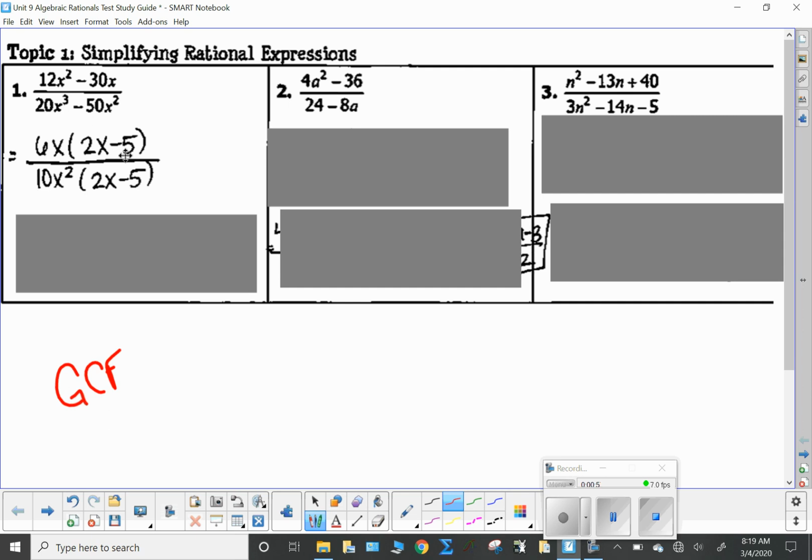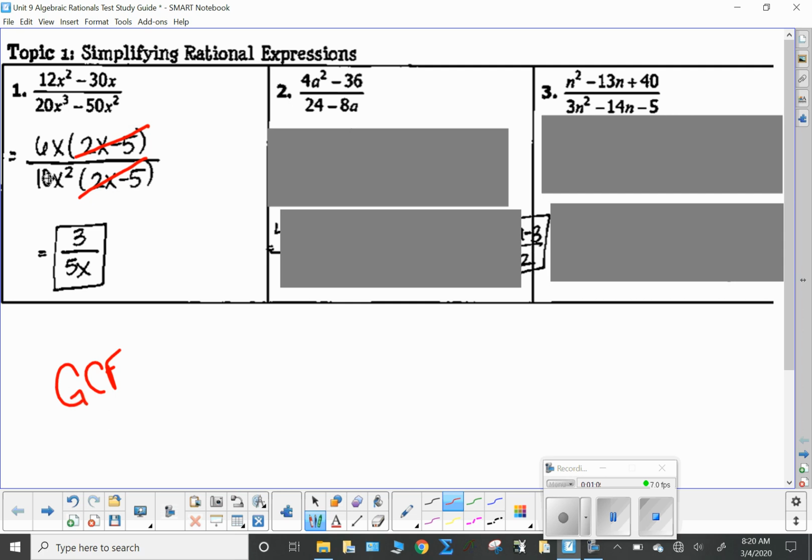Both of these are times the binomial expression 2x minus 5. Well, this expression will cancel with this expression. Now that leaves me with the 6x over 10x squared, but I also have to remember that 2 will go into 6 3 times and into 10 5 times. And the x will go in once there. Thus I get the 3 over 5x.